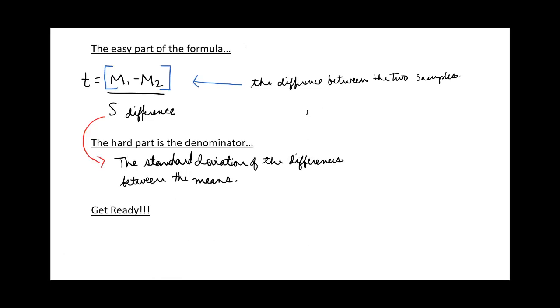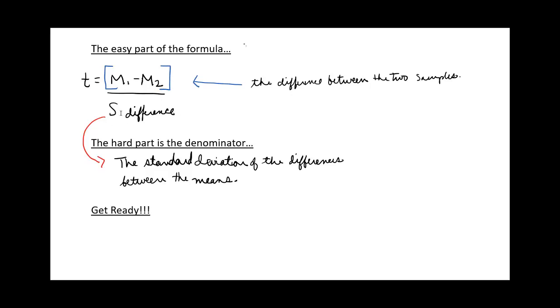The formula that we looked at, the mean of group 1 minus mean of group 2 divided by the standard deviation of the difference between the groups, is relatively simple when we think about it from a conceptual standpoint. The top part is very easy. We're looking at the difference between two scores, the mean of group 1 and the mean of group 2. How far apart are those means? Well, that's easy to calculate. The hard part is this denominator.